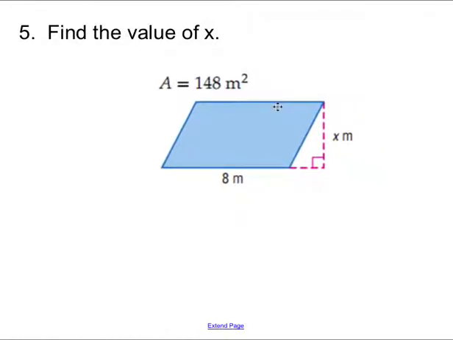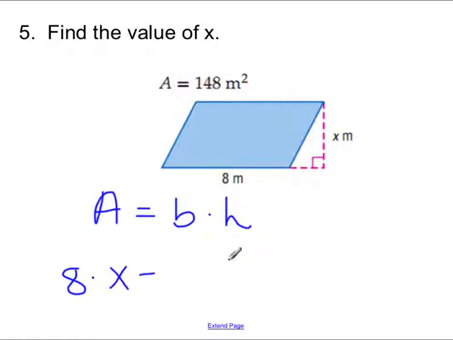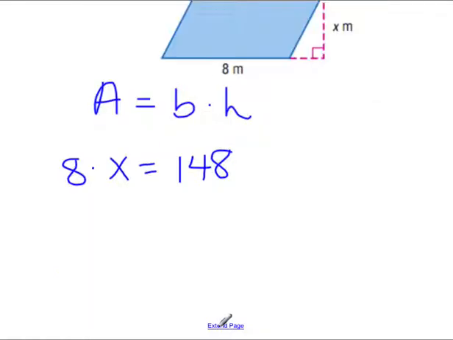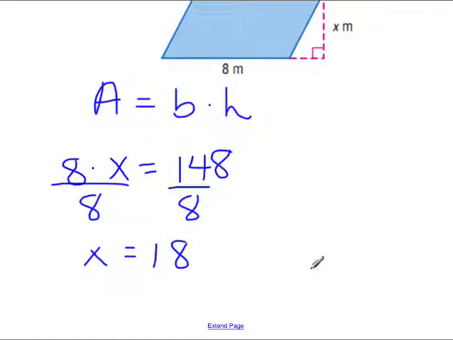So we want to find the area. Notice that we have a parallelogram. Remember that the area of a parallelogram is going to be base times height. So base times height in this equation is going to be 8 times x, and that's going to be equal to 148. So 8 times x is equal to 148. Now we need to solve for x. We're going to divide both sides by 8, and then you end up getting that x is equal to 18.5. And our label is meters. So the height of that parallelogram is 18.5 meters.